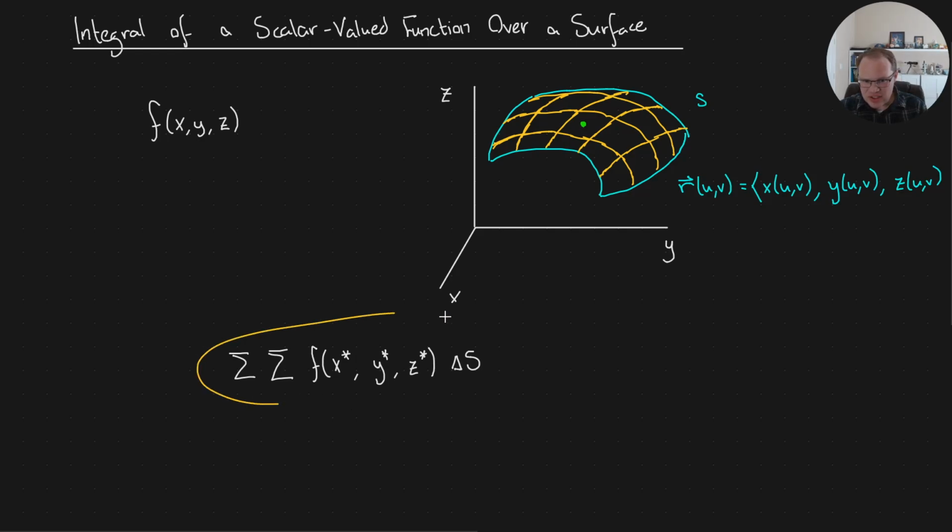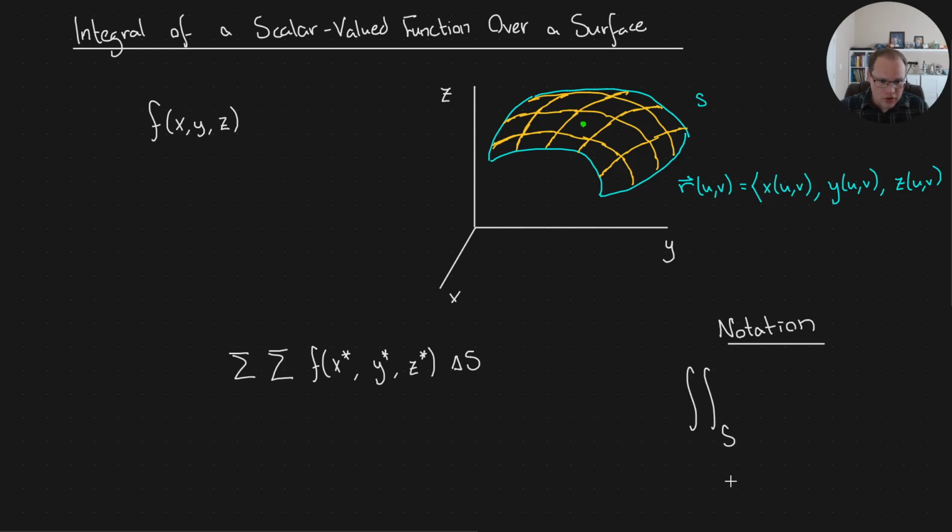All right. This kind of gives us an idea of our notation. The notation we use to represent a surface integral over a scalar function is a double integral over our surface, okay, of our function integrated over the surface. Okay, that's the notation we use. All right, let's break this down a little bit using our parameterization.